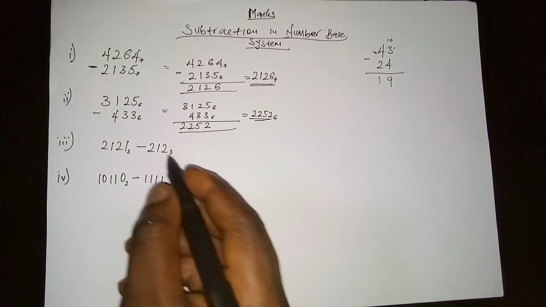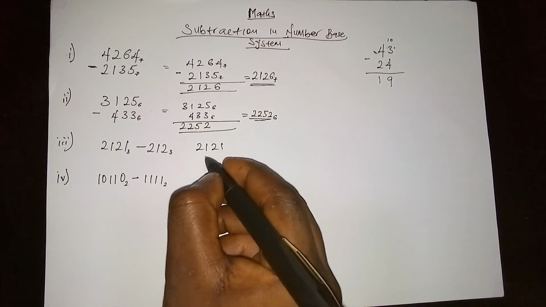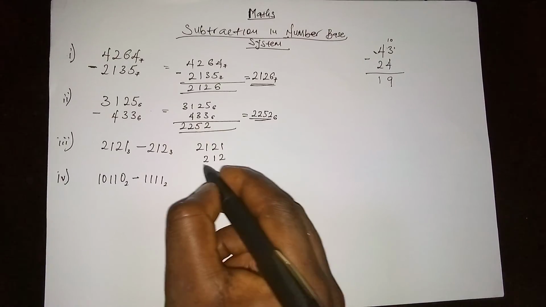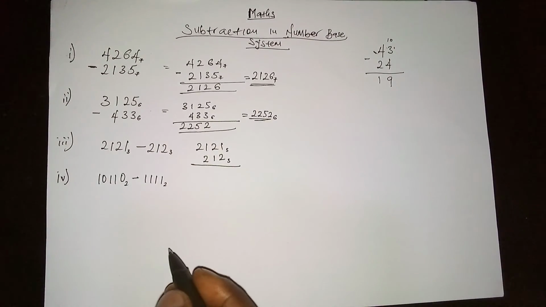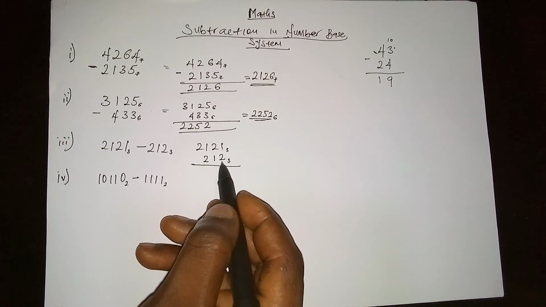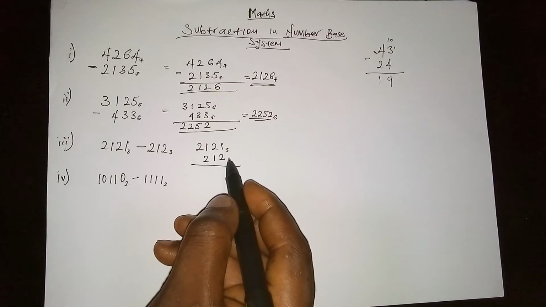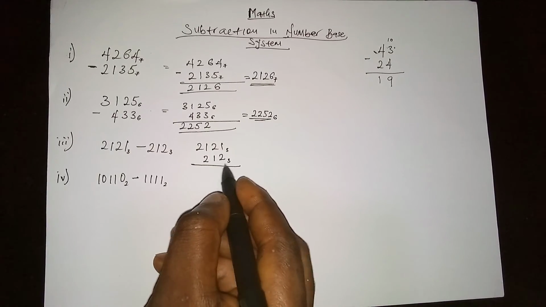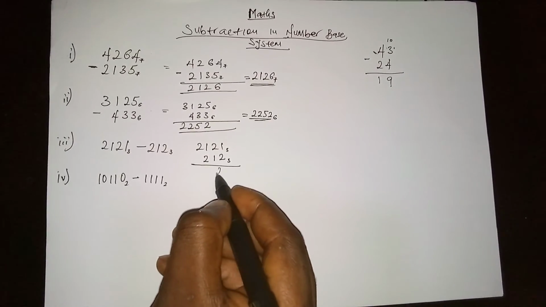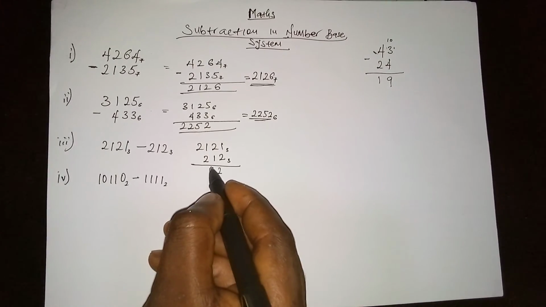So the same thing will apply here. I have 2121 minus 212. Both of them are in base 3. So this cannot go. I'll take 1 from here, add to this. What I took is 3 because of the base 3. Then 4 minus 2 is 2. Remember what I have here is 1 left. 1 minus, I have 0 for this.